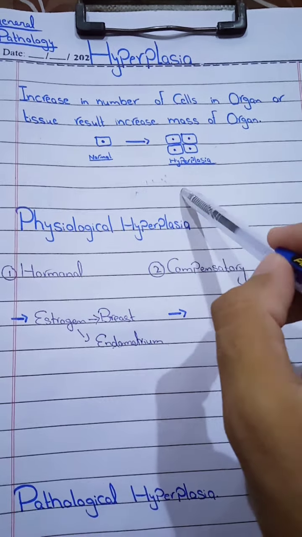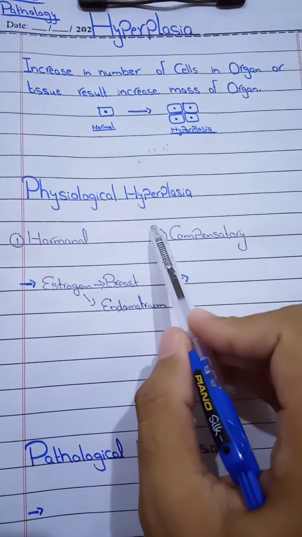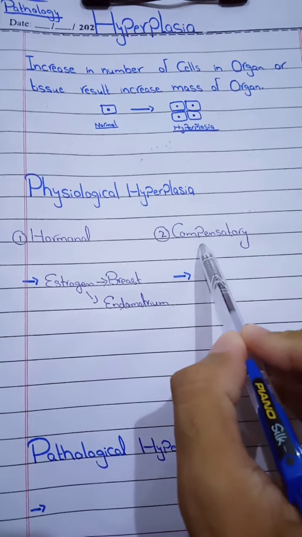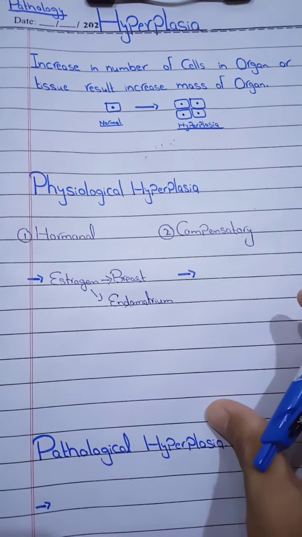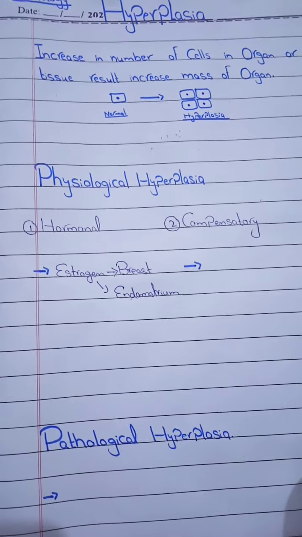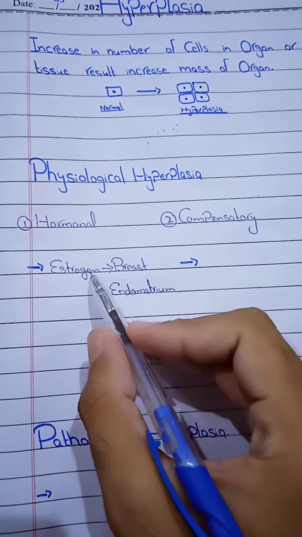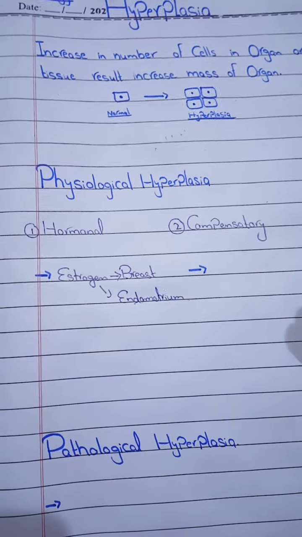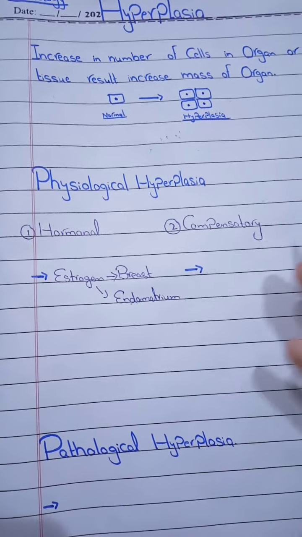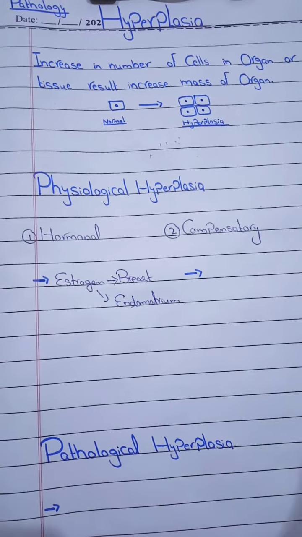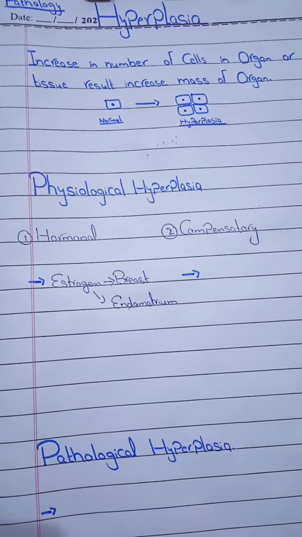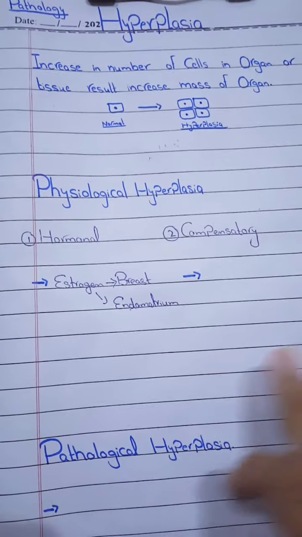Now let's go to physiological hyperplasia. In physiological hyperplasia it may be due to hormones, or it may be compensatory hyperplasia. What is hormonal hyperplasia? The best example is estrogen, which increases in pregnancy and in the first phase of the menstrual cycle, which is the estrogenic phase. Estrogen level increases, and then after ovulation the progesterone level increases, after the 14 days.